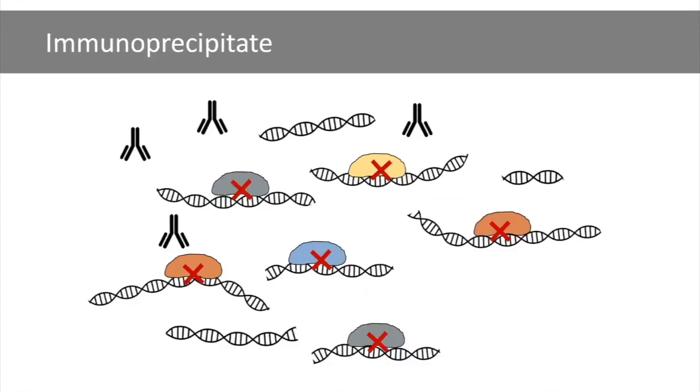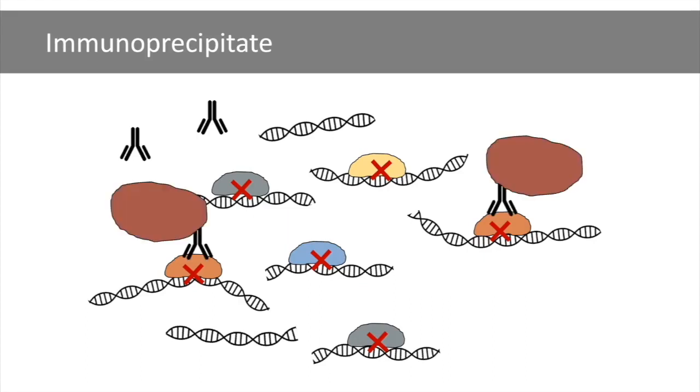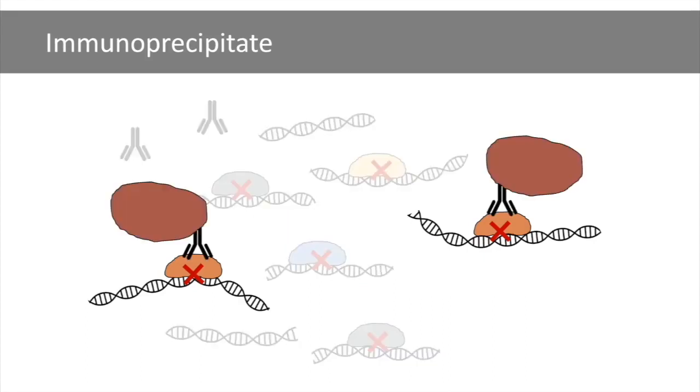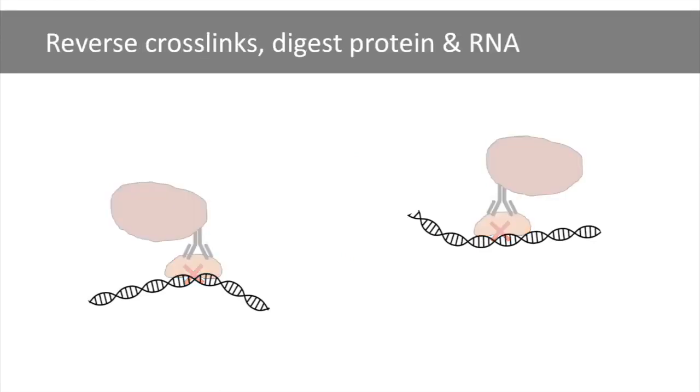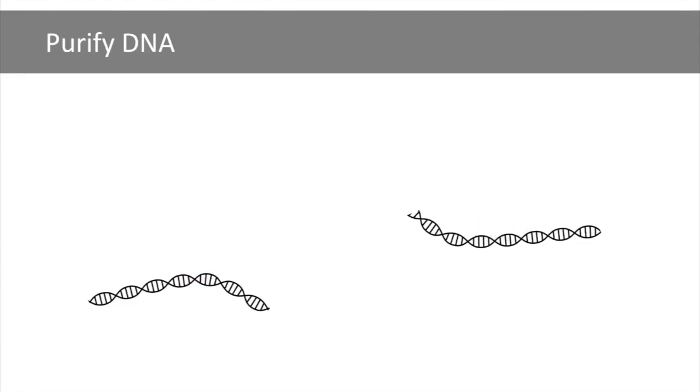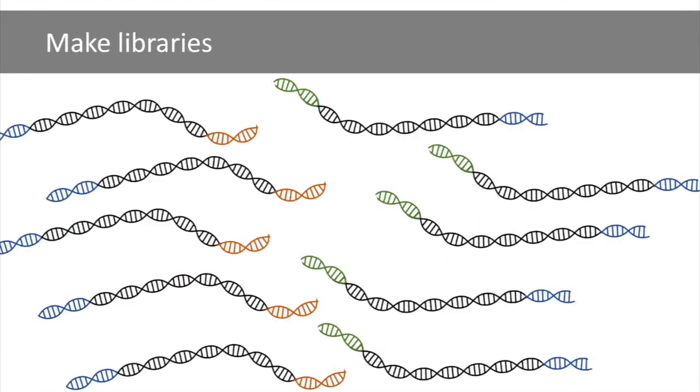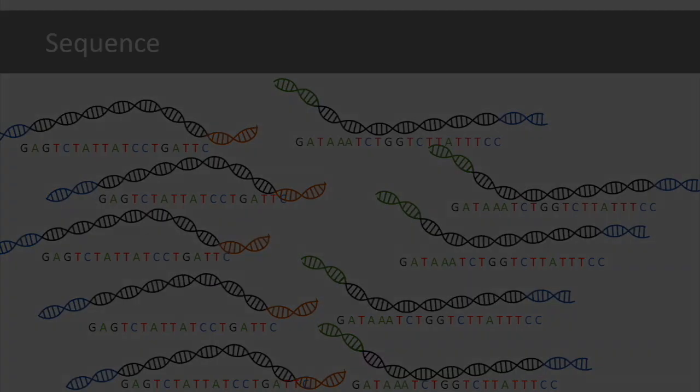DNA interacting with the target protein is immunoprecipitated using antibody and isolated by decross-linking. DNA-protein crosslinks are reversed and RNA and protein are digested. The DNA is purified, made into libraries, and sequenced.